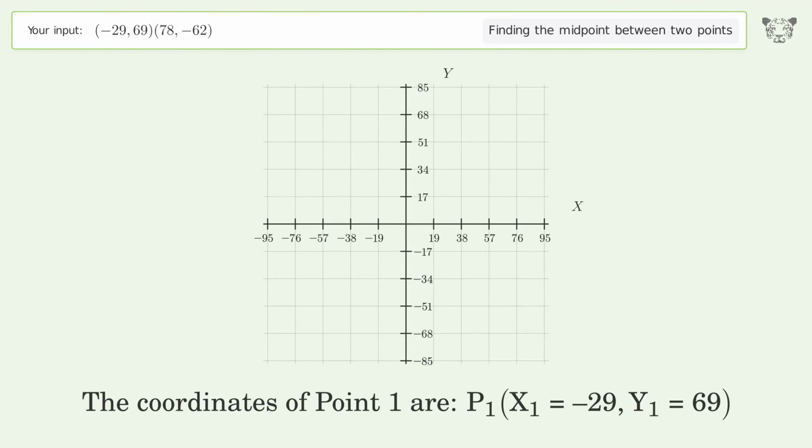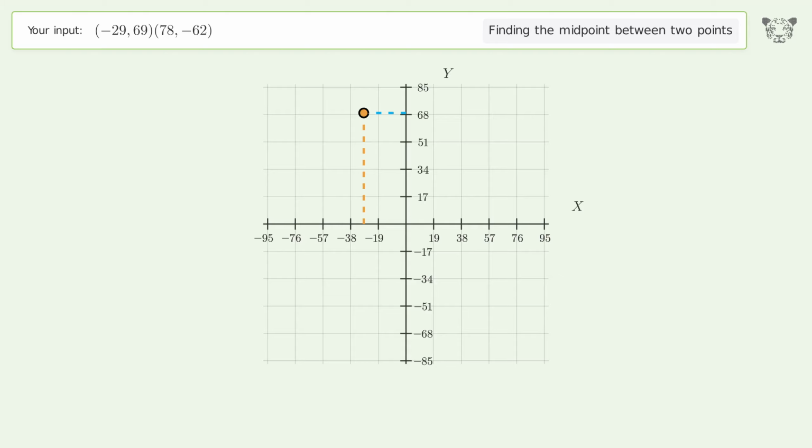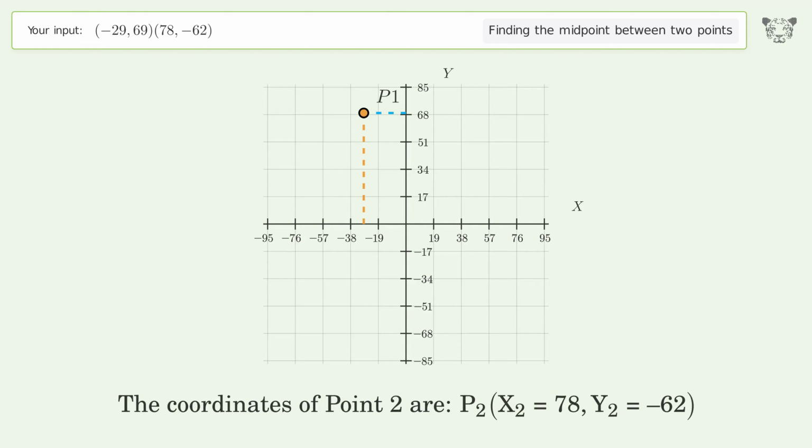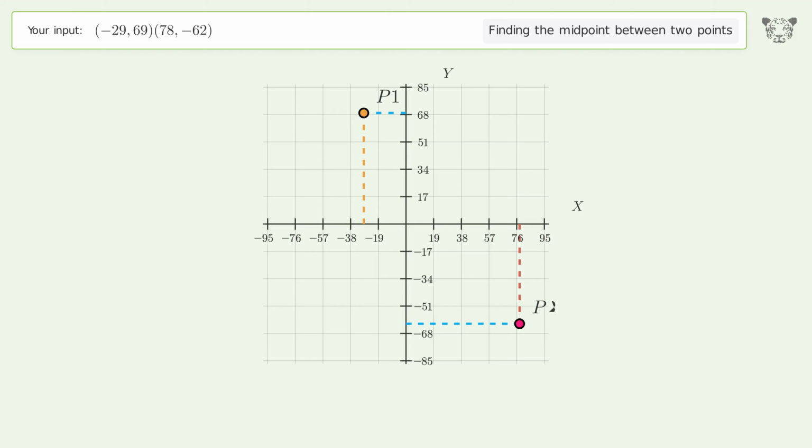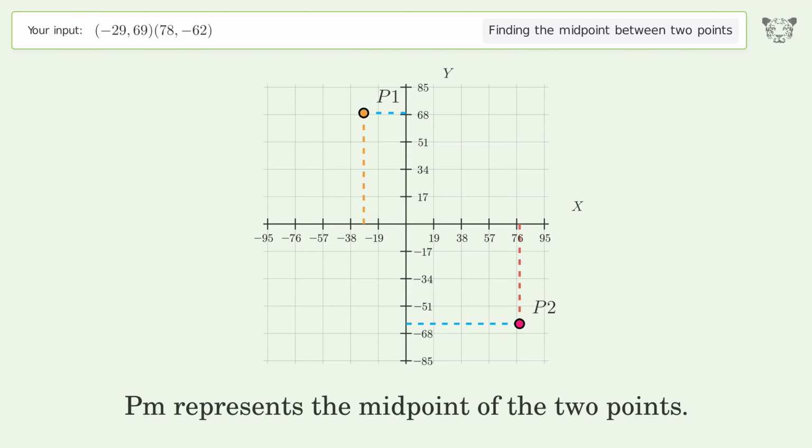The coordinates of point 1 are, x1 equals -29, y1 equals 69. The coordinates of point 2 are, x2 equals 78, y2 equals -62. PM represents the midpoint of the 2 points.